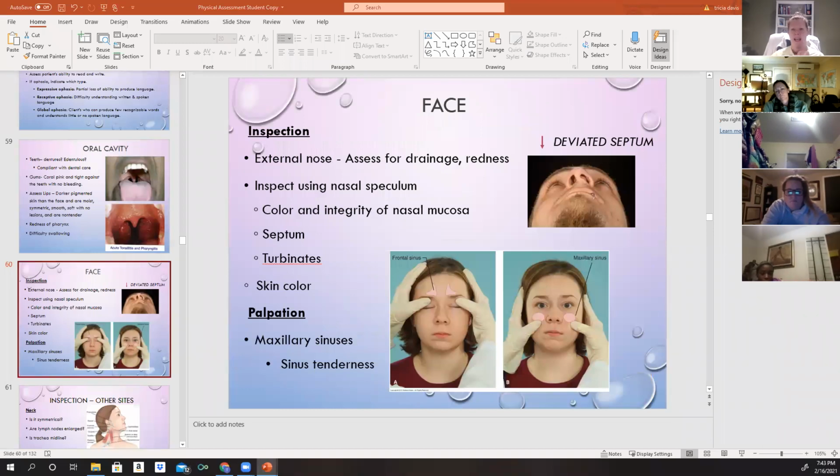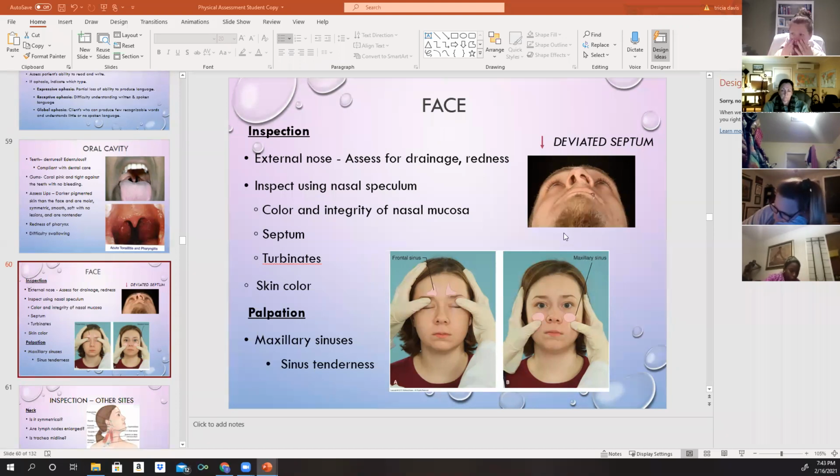So when we're inspecting that face, we're going to look at the nose. We're going to look at the outside of the nose. If you look at this picture up here, this guy has a deviated septum. You can notice that there's obviously something wrong with his nose. So if you were going to place an NG tube in a patient like this, which is a tube that goes through the nose and into the belly, you would not want to choose his left side of his nose because it's not a clear way for you to go. There's going to be some kind of obstruction there.